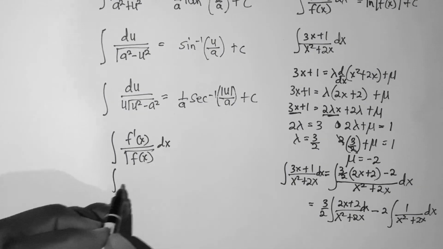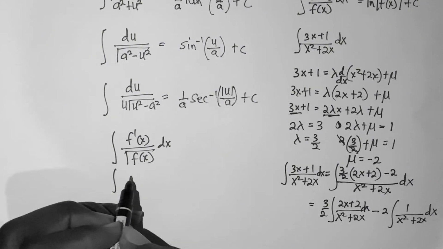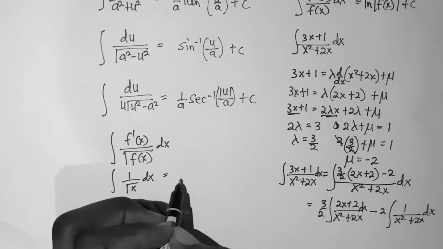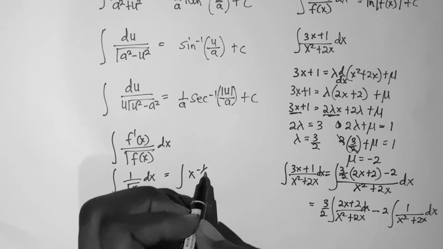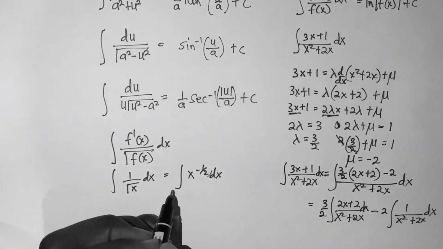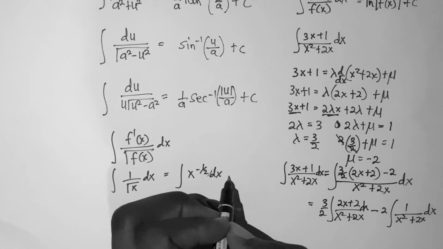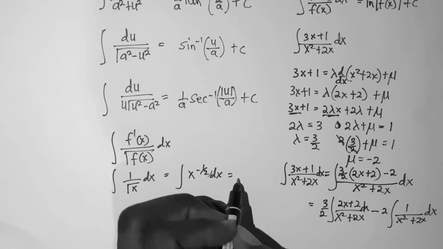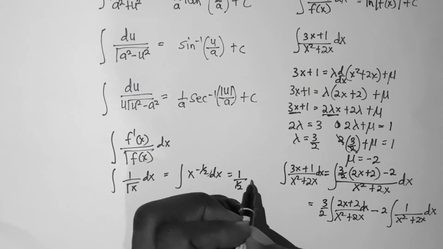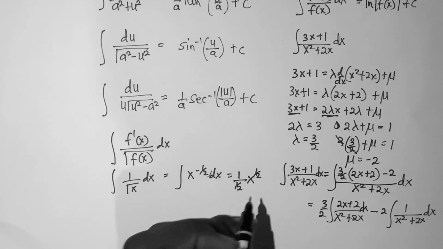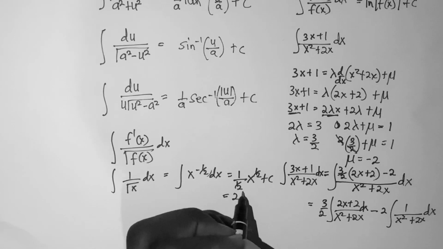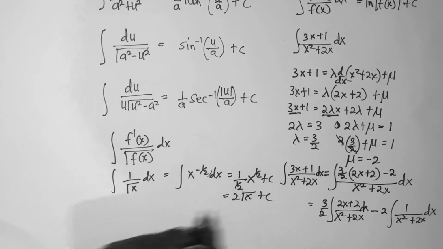So let's say the integral of 1 over the square root of x dx. This is equal to the integral of x to the exponent minus half dx. If we add 1 to minus half, we will get half. So this is equal to 1 divided by 1 over 2, then x to the exponent 1 over 2 plus c. So this is the same as 2 root x plus c.